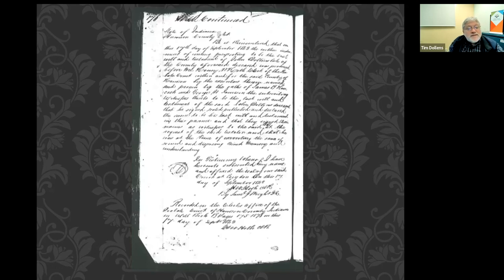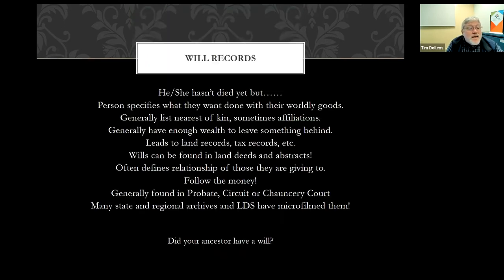Again, sorry, it's kind of fuzzy to look at, but always look for the will record, and then where it's at, look for other records in that county, like land records, cemetery records, and church records for that deceased. And then look at who all the landlords are around them as well. All right, so obviously they're trying to get rid of their worldly goods, and more often than not, you're going to have the nearest of kin, and sometimes you'll get their religious affiliations, or maybe they belonged to a certain service group. They clearly left enough money to leave a paper trail and something behind.